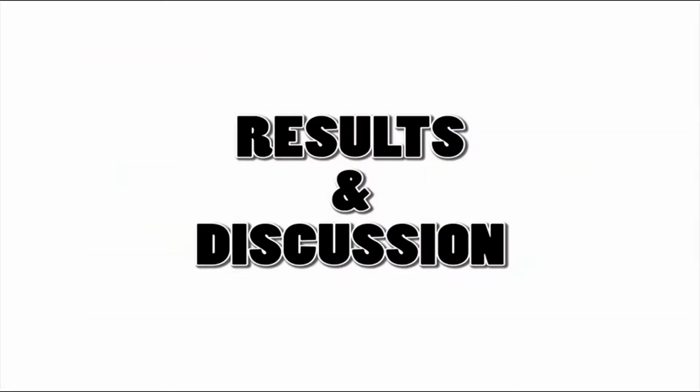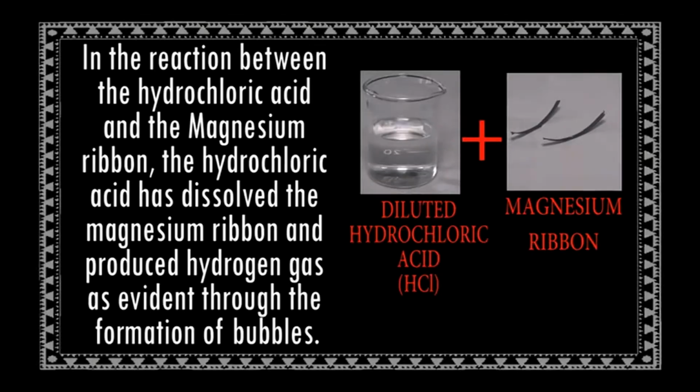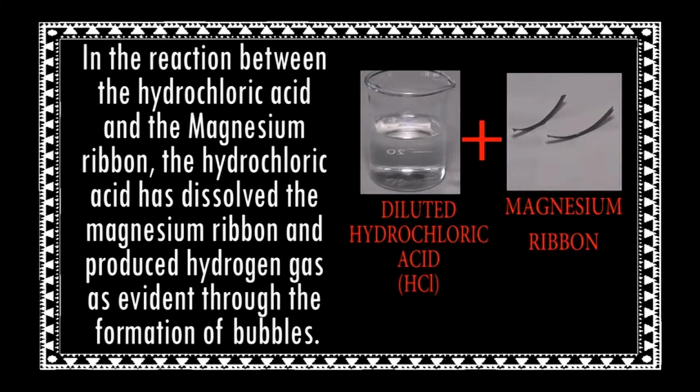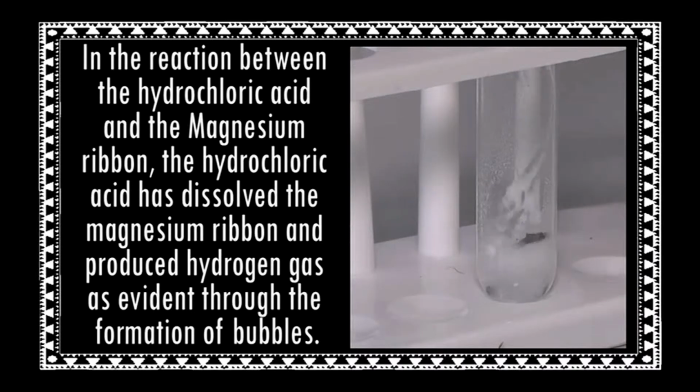Now, as a result, in this reaction between the hydrochloric acid and the magnesium ribbon, the hydrochloric acid has dissolved the magnesium ribbon and produced hydrogen gas, as evident through the formation of bubbles.